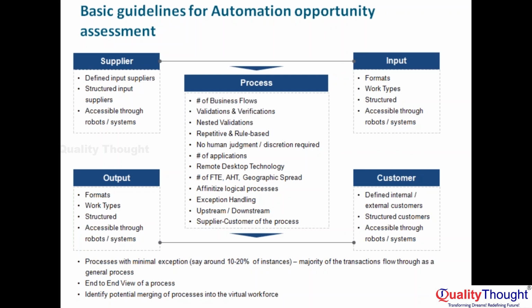Because in one process there can be multiple source systems, right? So which system is supplying the data? What is your source system? How many source systems do you have? Can we access that source system through a bot? This is the first step: supplier.